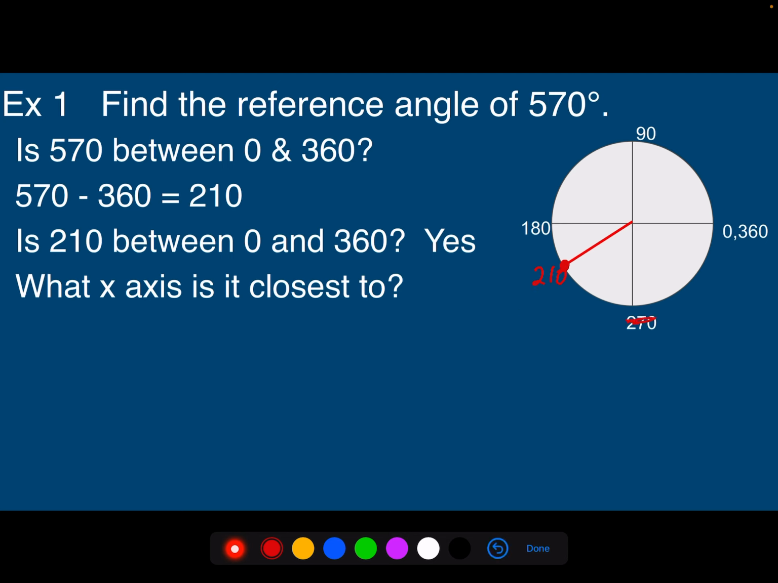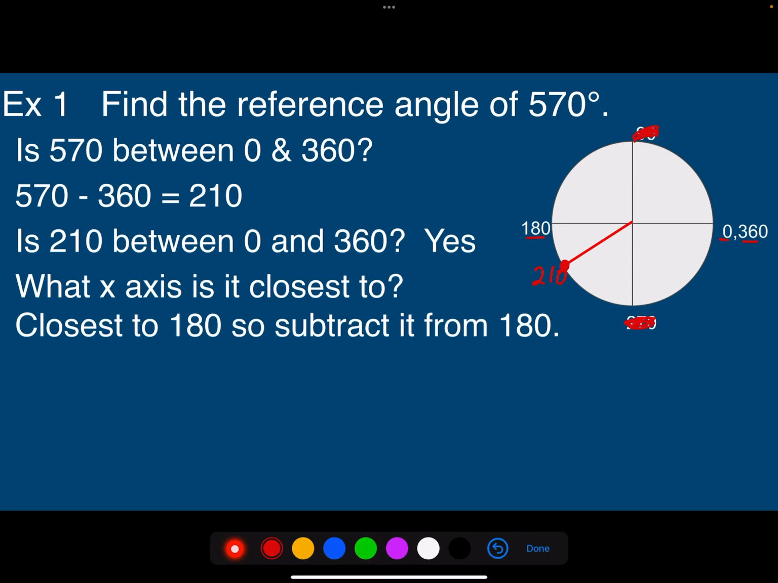Remember, now that I know the quadrant, I don't care about 90 and 270 anymore. It's always 0, 360, and 180. I'm going to ask myself, what is 210 the closest to? 0, 180, or 360? It's closest to 180, so I'm going to subtract 180 from 210. So 210 minus 180 is 30.